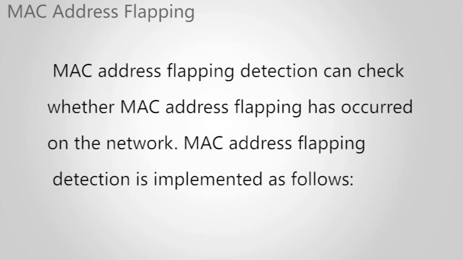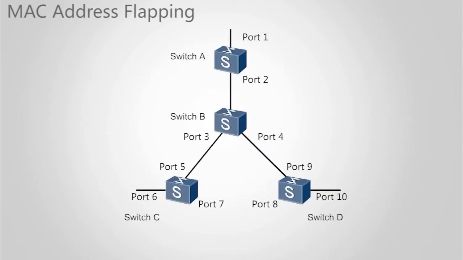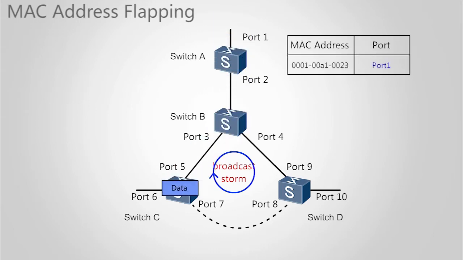MAC address flapping detection can check whether MAC address flapping has occurred on the network. MAC address flapping detection is implemented as follows. The figure shows a connection that should not exist between switch C and switch D. When these two switches are connected, a loop exists between switch B, switch C, and switch D. When port 1 of switch A receives a broadcast packet, switch A forwards the packet to switch B. The packet is then sent back to port 2 of switch A. Switch A detects that the MAC address of the packet has flapped. If the MAC address changes between two ports frequently, switch A considers this MAC address flapping.